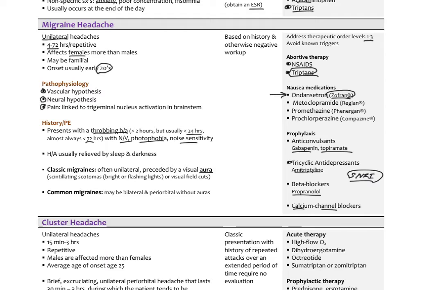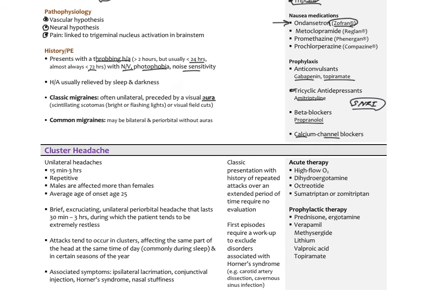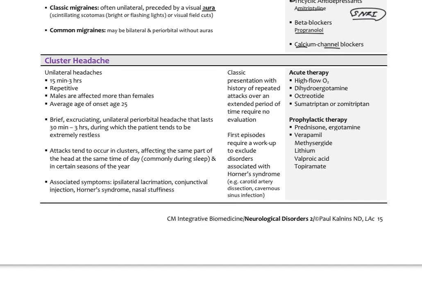I'm not going to discuss the organ patterns with migraine. That's usually discussed in your herbal classes and acupuncture classes. Cluster headaches would be unilateral headaches. They're 15 minutes to 3 hours in duration. They're repetitive. Males, in this case, are more affected than females, and the average age of onset is around 25. They're brief, excruciating, unilateral. They're usually around the eyes. Again, lasts 30 minutes to 3 hours. And usually there's a lot of restlessness. So the patient feels like they move around just to get some relief.